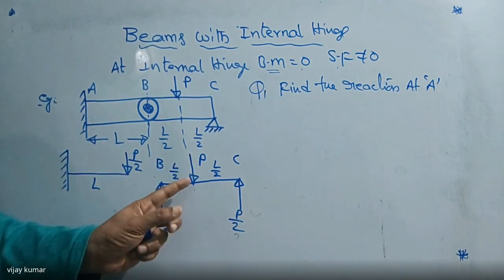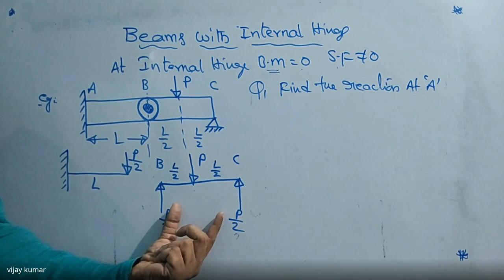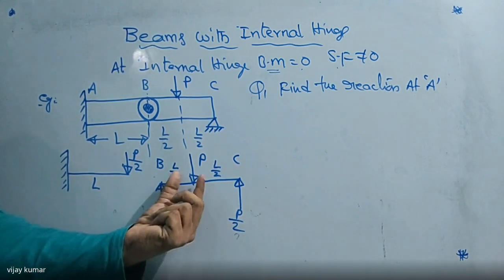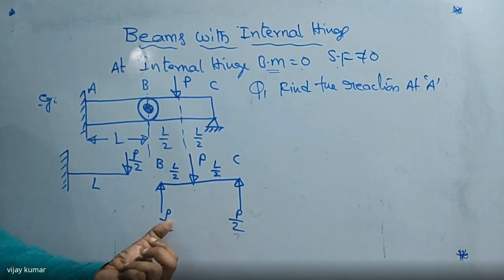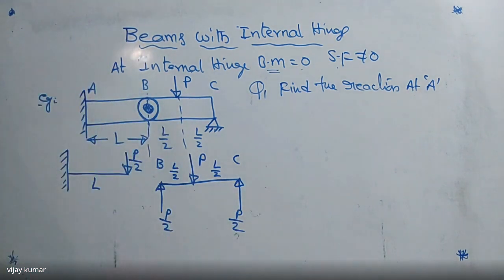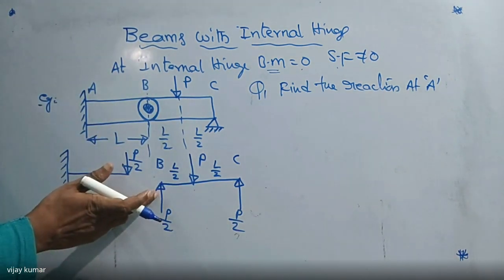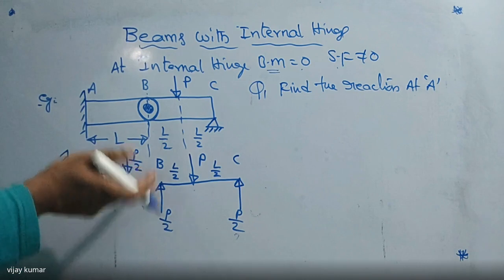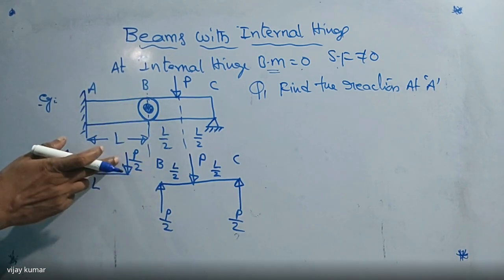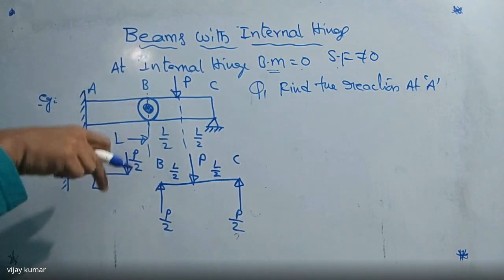P is exactly acting at the center. So it is like a simply supported beam, so the load is shared by each support equal to P by 2, P by 2. Then if it is P by 2 acting in the upward direction, due to the hinge, automatically this one is also P by 2, which is acting in the downward direction.